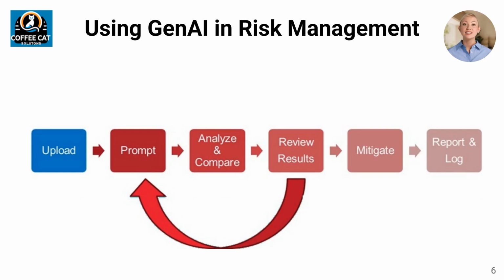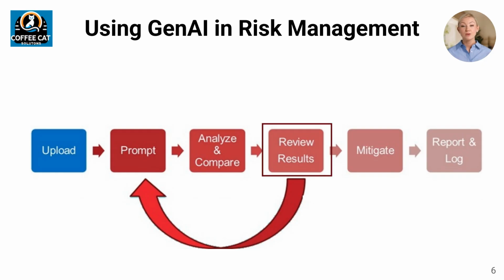Let's talk about the process for using GenAI for a simple project risk assessment. The diagram shows a 6-step process. 1. Upload templates or files to be used for comparison or risk analysis, such as a hybrid project schedule, sprint schedule, or Agile backlog. 2. Write and execute your prompt. 3. GenAI will then perform its analysis and display the results.